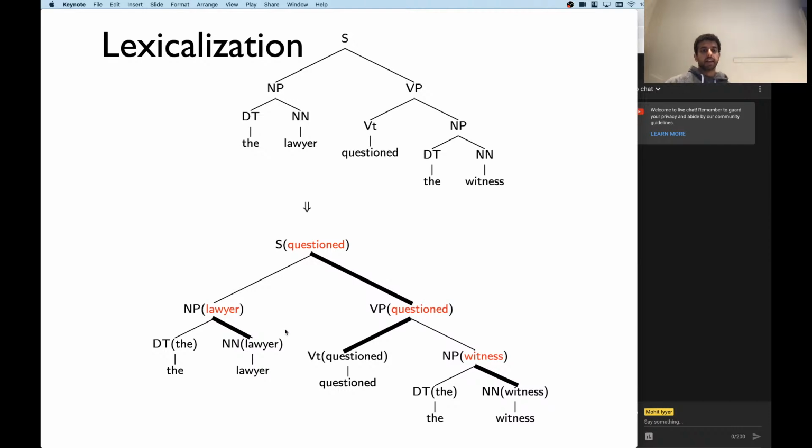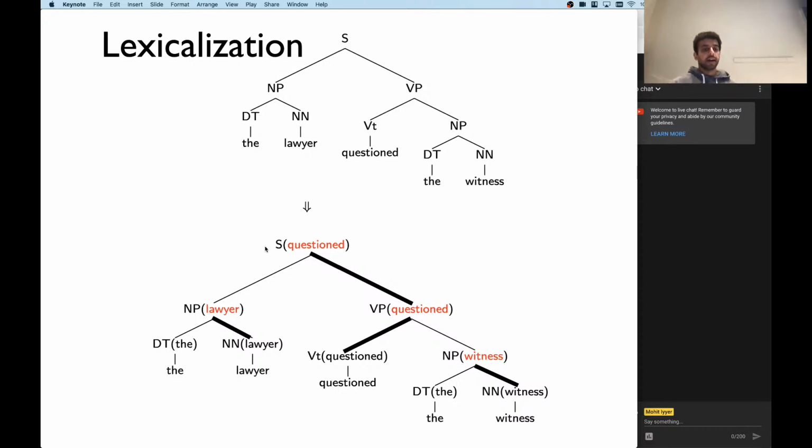Okay, but yeah, the specific process that we were discussing is called lexicalization. So given the sentence, the lawyer questioned the witness, if we lexicalized our rules, we would form, for instance, this NP where lawyer is the head. So this NP is different than this NP where witness is the head. These are completely separate rules. Their probabilities are different. And this S actually is lexicalized with the head word of the whole sentence, which is usually the main verb of the sentence.